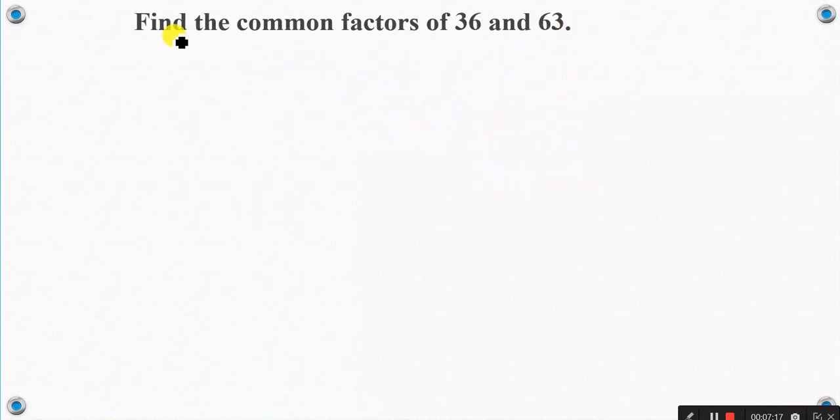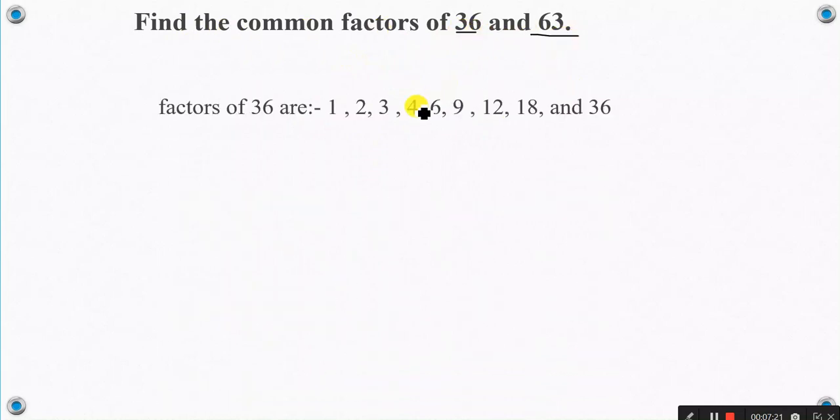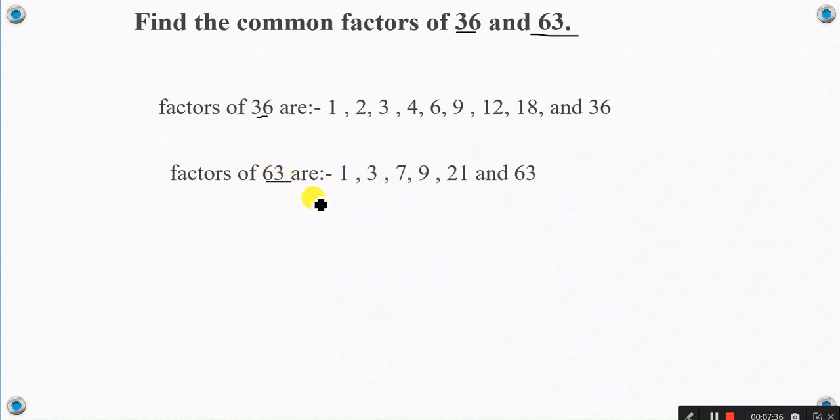Again, find the common factors of 36 and 60. Let us first find the factors of 36: 1, 2, 3, 4, 6, 9, 12, 18, 36. And the factors of 60 are these. From here, 1 is found in both, and again 3 is found in both. Again, 9 is also a common factor.